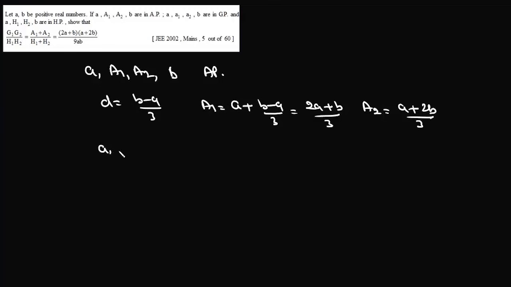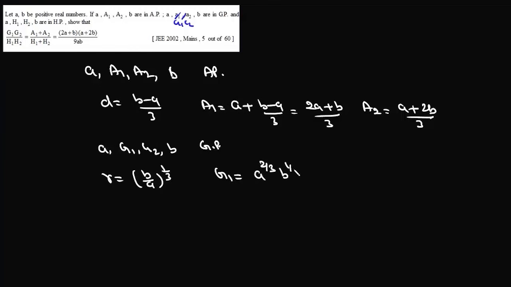Now it says a, G1, G2 and b are in GP. Now here, r will be b upon a to the power 1 by 3. So this G1 will be a to the power 2 by 3, b to the power 1 by 3, and G2 will be a to the power 1 by 3 and b to the power 2 by 3.